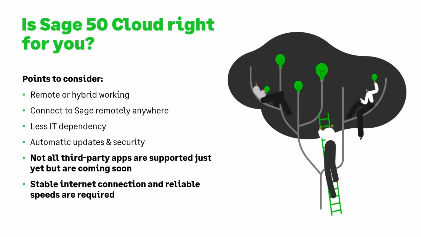So is Sage 50 Cloud right for you? We've looked at the highlights. It's ideal for remote or hybrid working, connecting to Sage remotely anytime, anywhere, using any device. There's less reliance on IT with no manual installs or upgrades and no need for a dedicated server. Updates happen automatically overnight, so there's no downtime and minimal disruption to your business. You also have automatic updates and security.